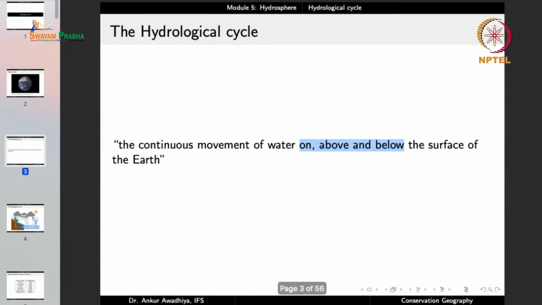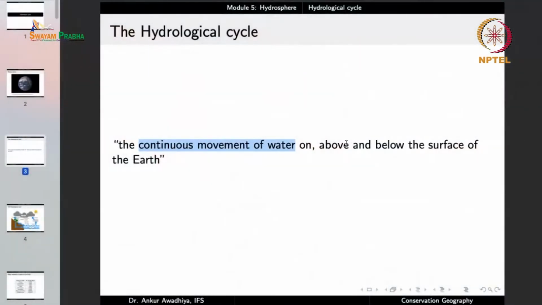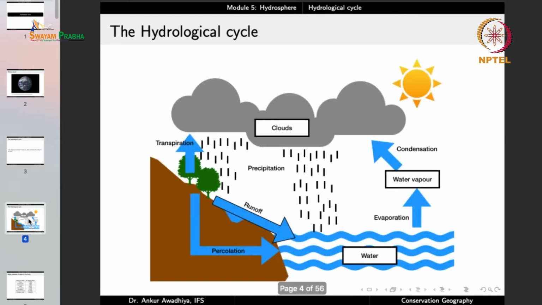So we can define the hydrological cycle as the continuous movement of water on, above and below the surface of the earth. The water cycle does not pause. It does not stop. It goes on and on. So it is a continuous process. It is a continuous movement of water on, above and below the surface of the earth. So in short, this is the hydrological cycle.